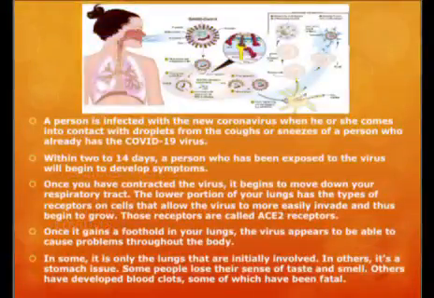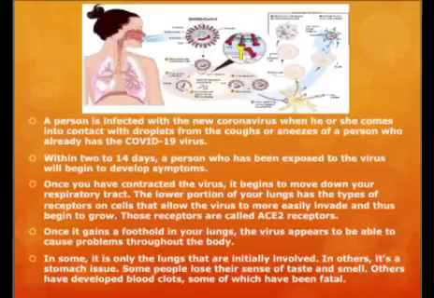A person is infected with the new coronavirus when he or she comes into contact with droplets from the cough or sneezes of a person who already has the coronavirus. Within 2 to 14 days, a person who has been exposed to the virus will begin to develop symptoms. Once you have contracted the virus, it begins to move down your respiratory tract. The lower portion of your lungs has the types of receptors on cells that allow the virus to more easily invade and thus begin to grow.